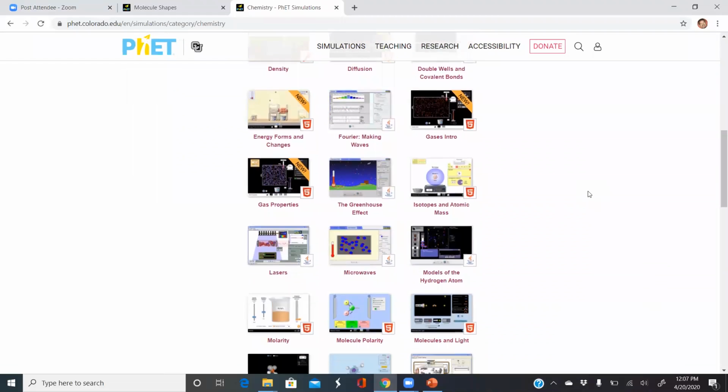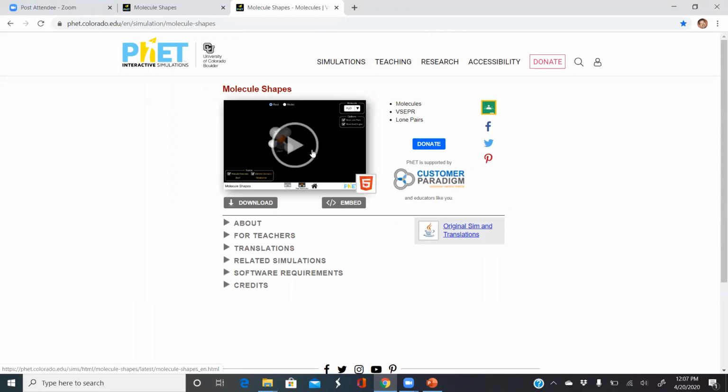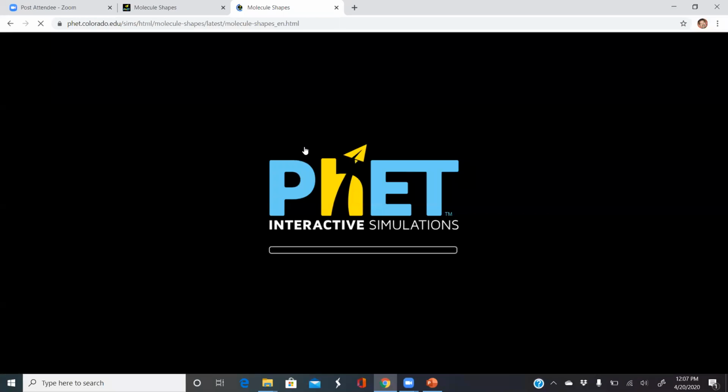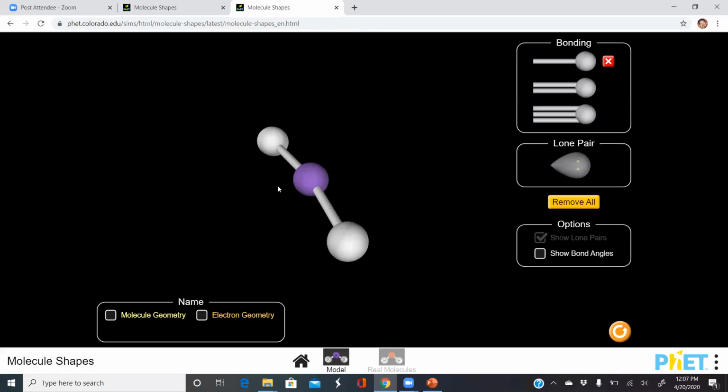But what I really want to pinpoint for you guys is this molecular shapes one. This is going to help you with chapter 10 a lot. And it's also going to help you with your lab experiment 9. So if you click on this, it just takes a second to pop up. You click on that, and you get the PhET interactive simulation. And you can go to models, click on models. And then what you want to do is click on molecule geometry and electron geometry to start.